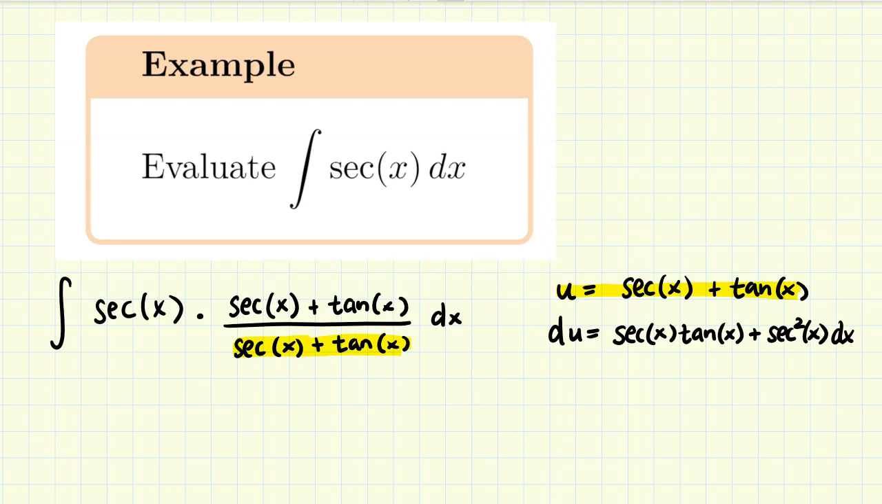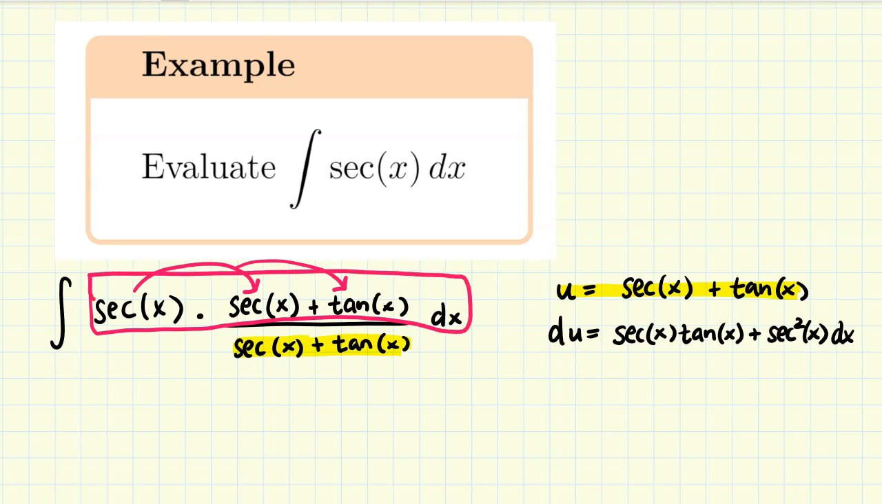And then if I were to distribute secant into these two terms, I would end up getting secant squared x plus secant of x times tangent of x. And notice that that boxed expression there is exactly our value for du.